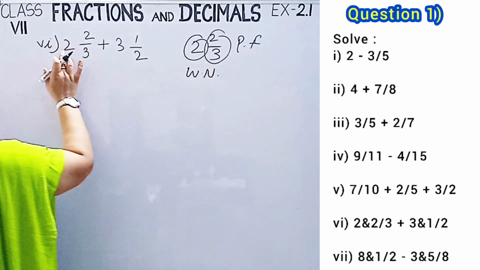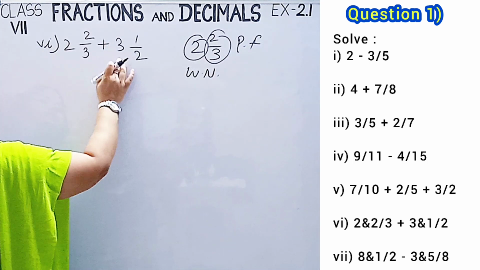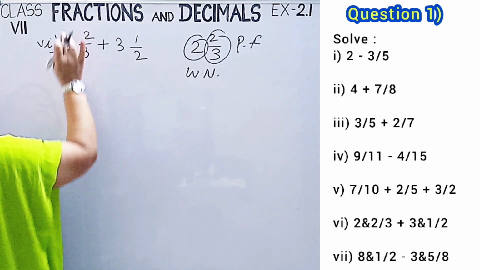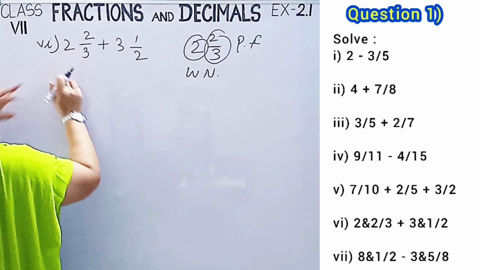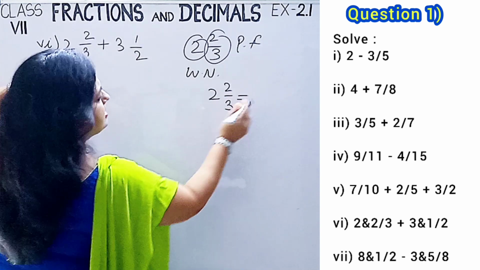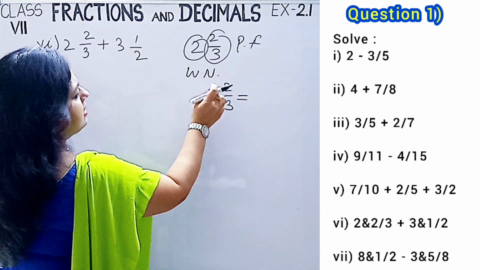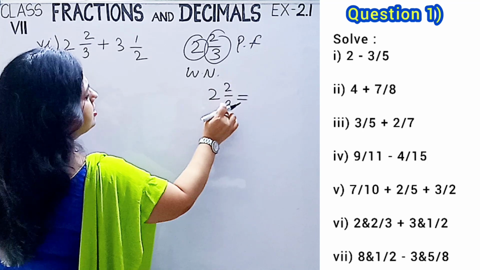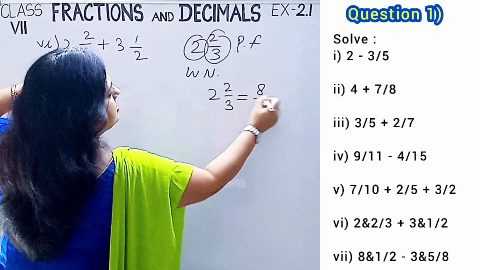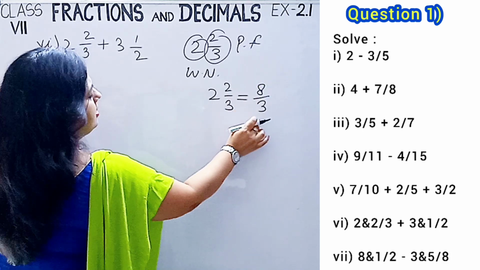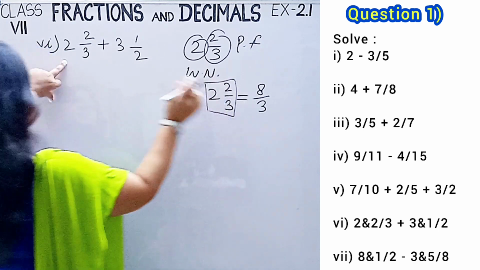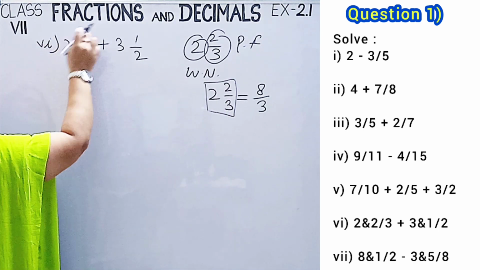So here 2 and 2 by 3 plus 3 and 1 by 2. So the first step is we have to convert to an improper fraction. So how to convert? 2 and 2 upon 3. First we will multiply 2 with 3, then add 2. So 3 2s are 6, 6 and 2, 8. So 8 upon 3 is the improper fraction of this mixed fraction.